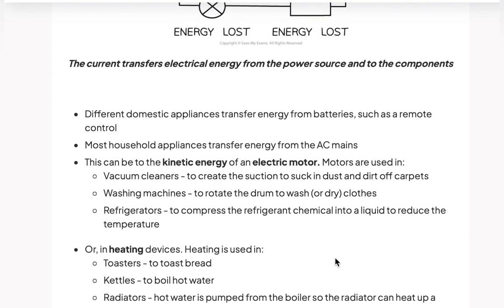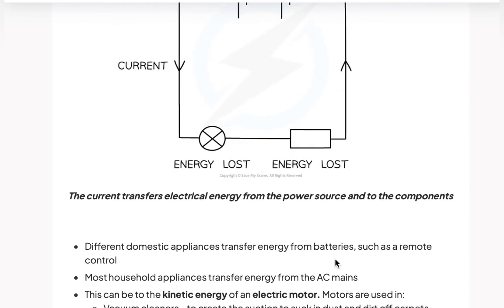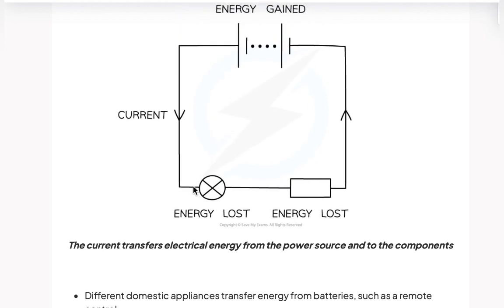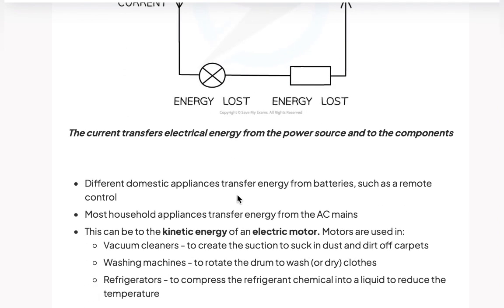Now the current transfers electrical energy from the power source to the circuit components. What are the circuit components? The bulb and the resistors. The energy drives the charge, the charge becomes the current, and the current itself will now transfer the energy to the circuit components. Okay, there are different domestic appliances, and each of them uses a different amount of energy.